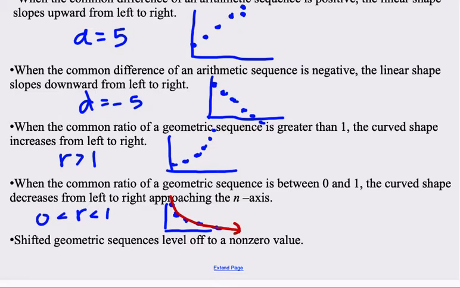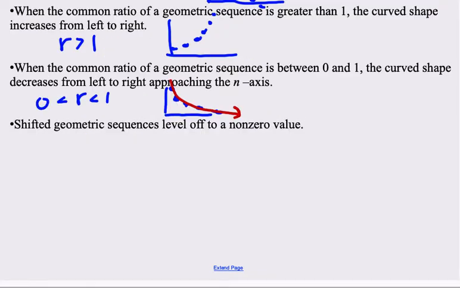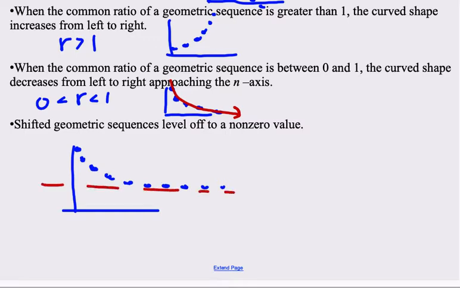All right, then lastly, the thing about a shifted geometric is it levels off to a non-zero value. So if we're talking about the cocoa cooling, it doesn't level off down on the x-axis, it leveled off at room temperature. So it leveled off at that non-zero value right about there. And if we're having a shifted geometric growth, it would look more like it's growing and then would eventually level off, in this case right here.